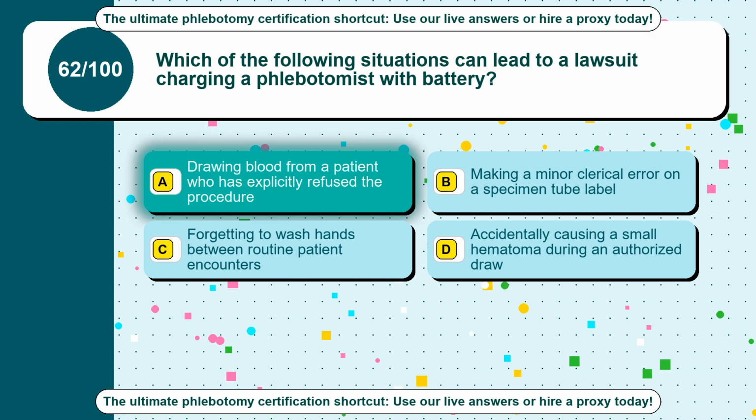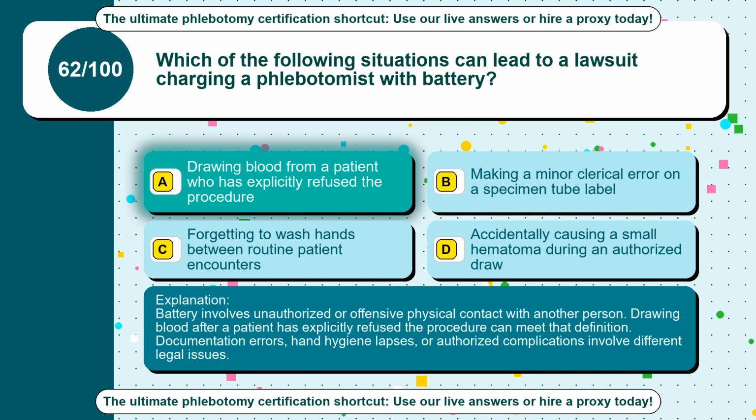The correct answer is option A, drawing blood from a patient who has explicitly refused the procedure. Battery involves unauthorized or offensive physical contact with another person. Drawing blood after a patient has explicitly refused the procedure can meet that definition. Documentation errors, hand hygiene lapses, or authorized complications involve different legal issues.